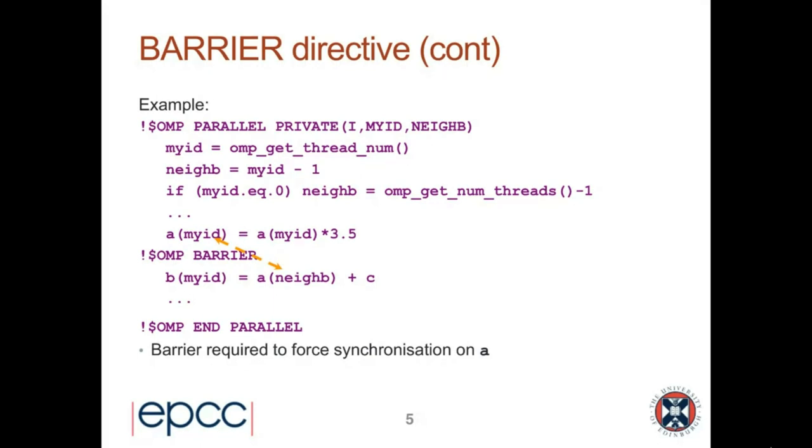One way I can arrange that is to put the barrier directive between the write and the read. That means I'm guaranteed that by the time the reads happen, all the writes which occur before the barrier have indeed already happened, so that the read of my neighbor's value will indeed pick up the value that it wrote.